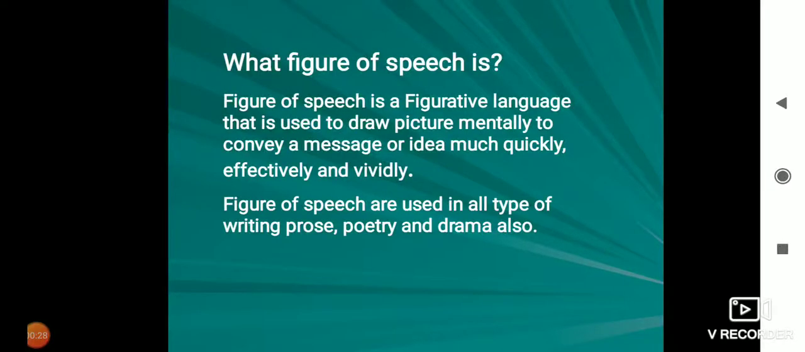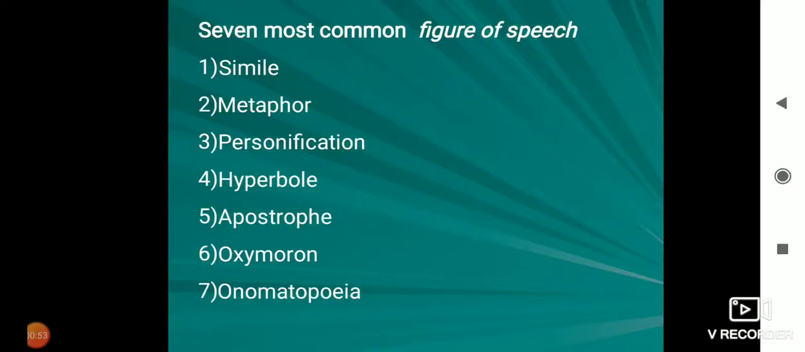What is figure of speech? Figure of speech is figurative language that is used to draw a picture mentally to convey a message or idea much more quickly, effectively and vividly. Figures of speech are used in all types of writing: prose, poetry and drama also.